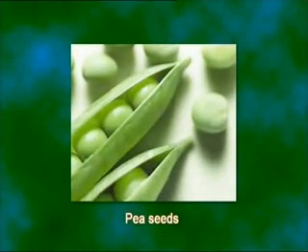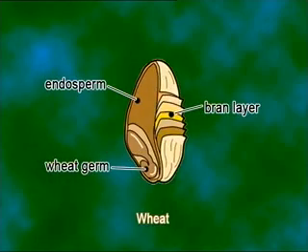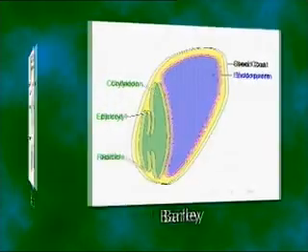Non-albuminous seeds have no residual endosperm as it is completely consumed during embryo development, for example in pea, groundnut, etc. Albuminous seeds retain a part of endosperm as it is not completely used up during embryo development, for example in wheat, maize, barley, castor, and sunflower.